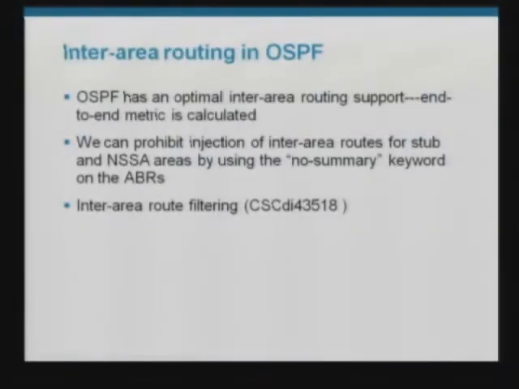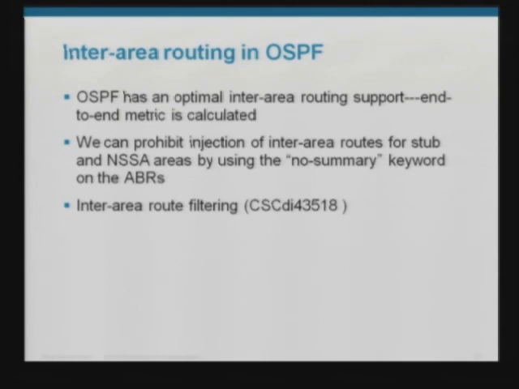For inter-area routing, OSPF has optimal inter-area routing support, so the end-to-end metric is calculated. We can control the injection of inter-area routes into any area by using no summary, which makes an area a totally stubby area. Normally we take the information from one area and send it to the other area. That's the normal behavior. But if you want, you can say do not send anything to that area, only send the default. That's the behavior when you use the no summary option.